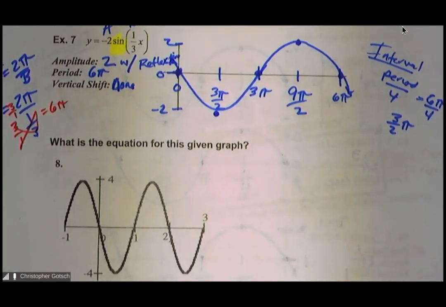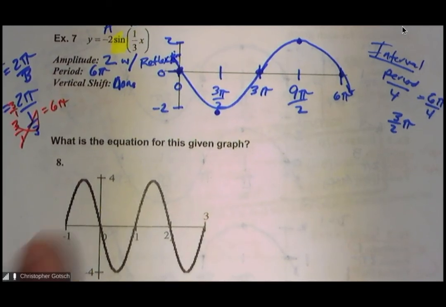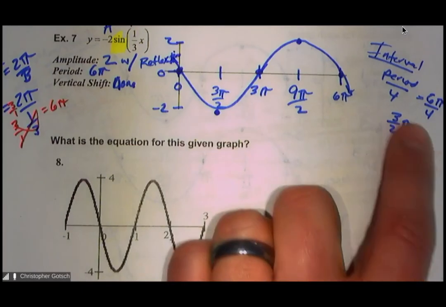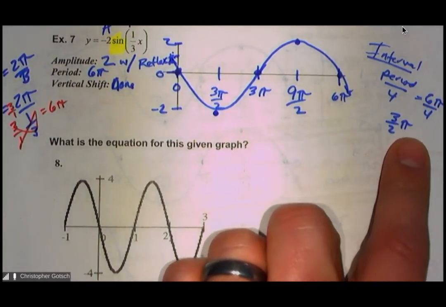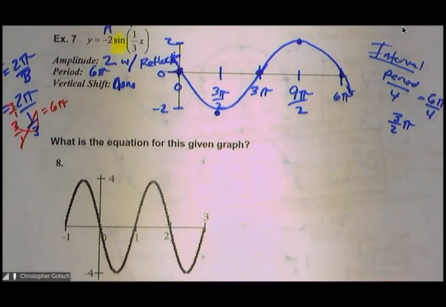Okay, amplitude is 2 with a reflection, and now your period has been changed to 6 pi. The hard thing, I think, is sometimes these fractions. But if you just take your period, divide by 4, and just keep adding that over and over and over in your calculator, it makes it very easy. At least it should.